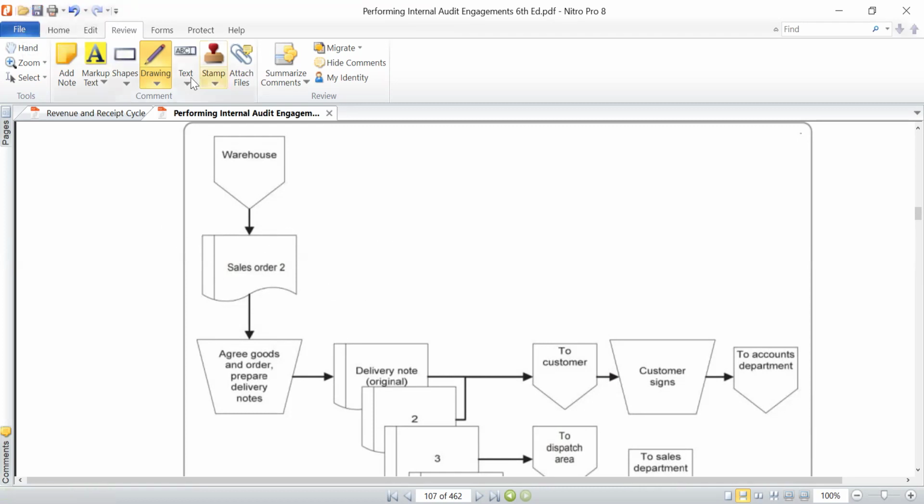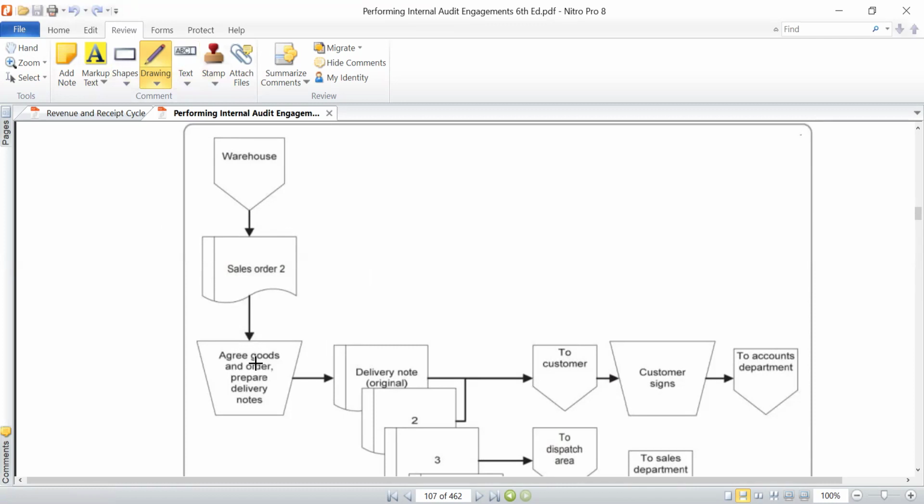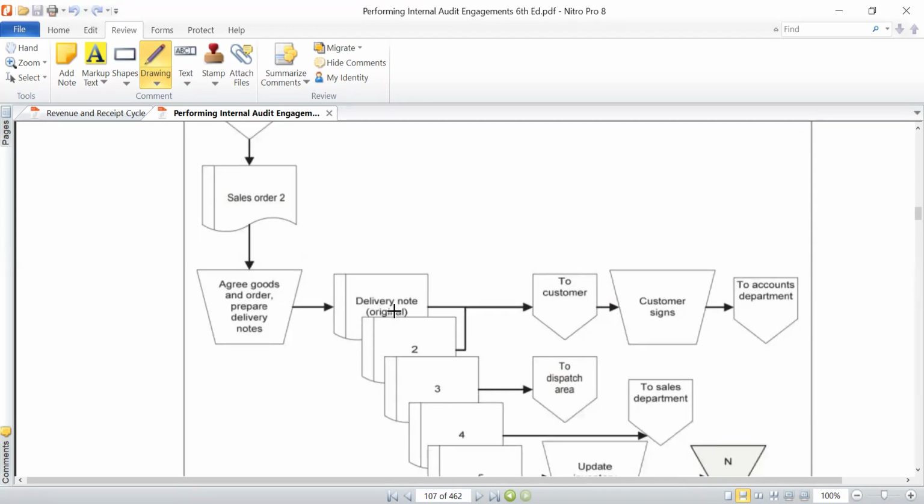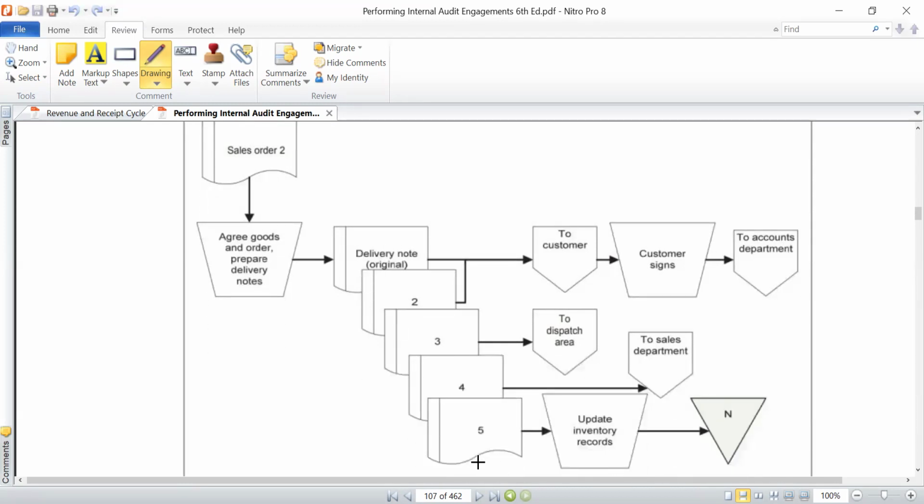Now that we want to load the goods to the trucks, what do we do when we get that copy at the warehouse? We agree the goods and we prepare the delivery note. So we agree the goods picked from the warehouse against the sales order, and then in the same process, what do we then do? We generate a delivery note. Now, after generating that delivery note, notice there's an original and there are several other copies that are made. So all in all, we are saying there's 5 copies of the delivery note that should be generated. And they've got reasons for generating those copies.